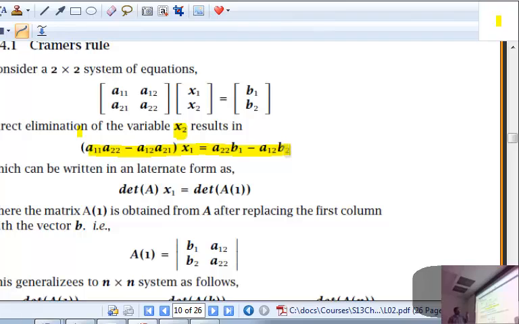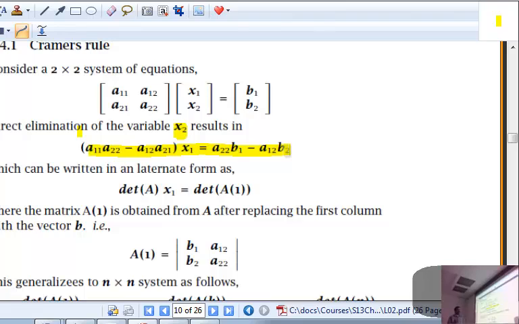Now, what I'm trying to look at is a pattern that I can generalize from a 2 by 2 system to a 200,000 by 200,000 system. Okay. So what do I have here? I have on the right hand side a product a22b1 minus a12b2.